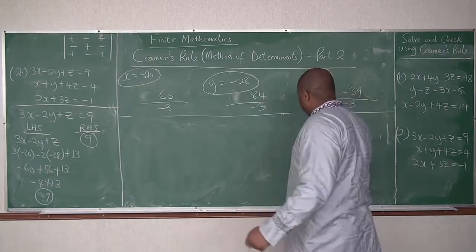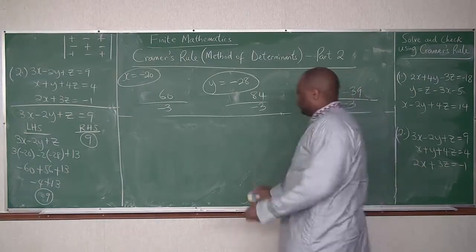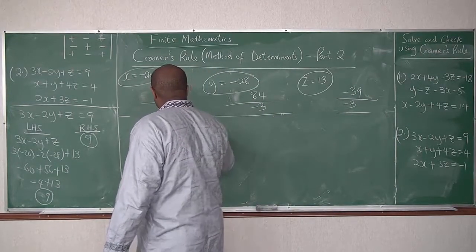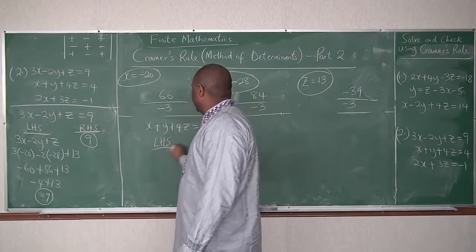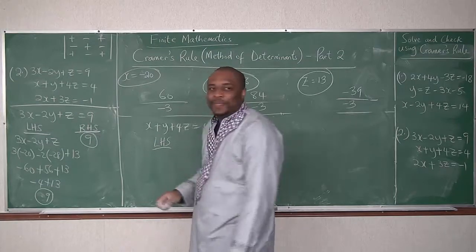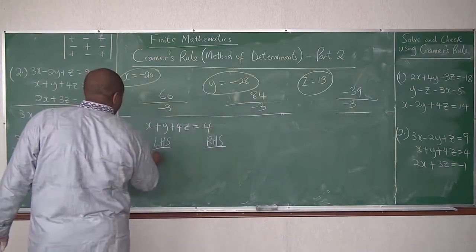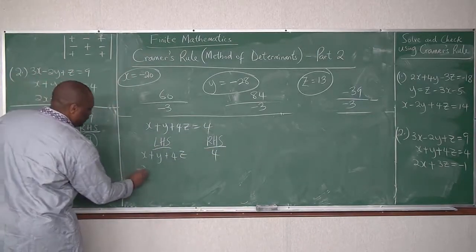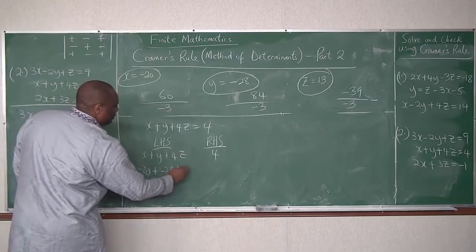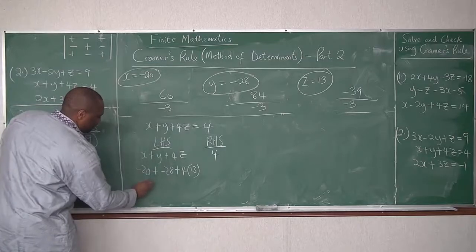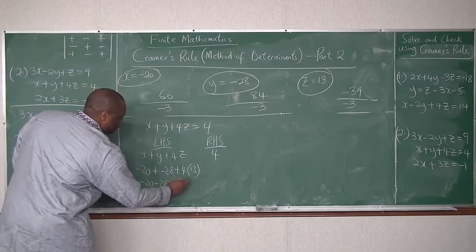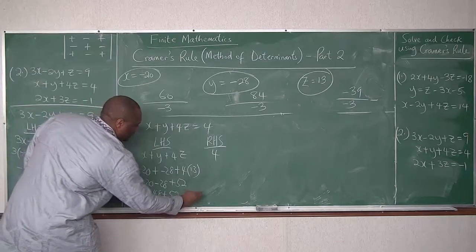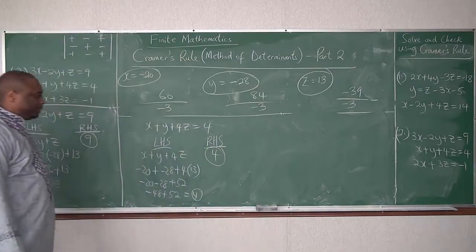Let me erase this so we can check equation 2: x plus y plus 4z is 4. Left hand side is x plus y plus 4z, right hand side is 4. So here x is negative 20 plus negative 28 plus 4 times 13, which is negative 20 minus 28 plus 52. This is negative 48 plus 52, and that gives us 4. 4 on your left, 4 on your right.